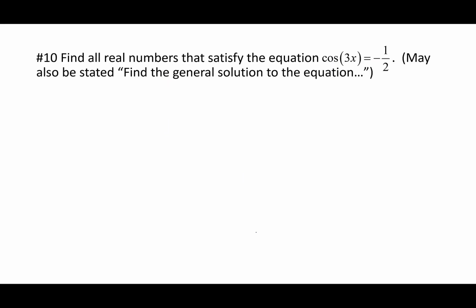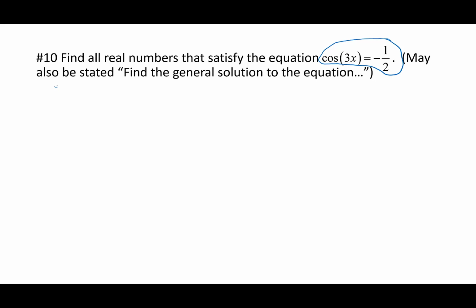Now we want to find all real numbers that satisfy the equation cosine of 3x equals negative 1/2. It may also be stated, find the general solution to the equation. But if you're just told to solve an equation, I would actually find all solutions, if you're not specifically told to find all solutions in the interval 0 to 2 pi. So to find all real numbers that satisfy this equation, we have cosine of 3x equals negative 1/2.